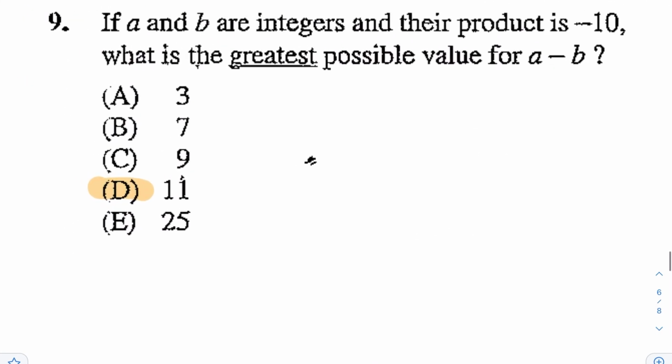All right, next for number 9, if a and b are integers, so they're whole numbers, and the product is negative 10, what's the greatest possible value for a minus b? If you want to maximize this, one thing that you can do is you know that if you subtract a negative number, it turns into a positive. So you want a positive subtract by a negative.